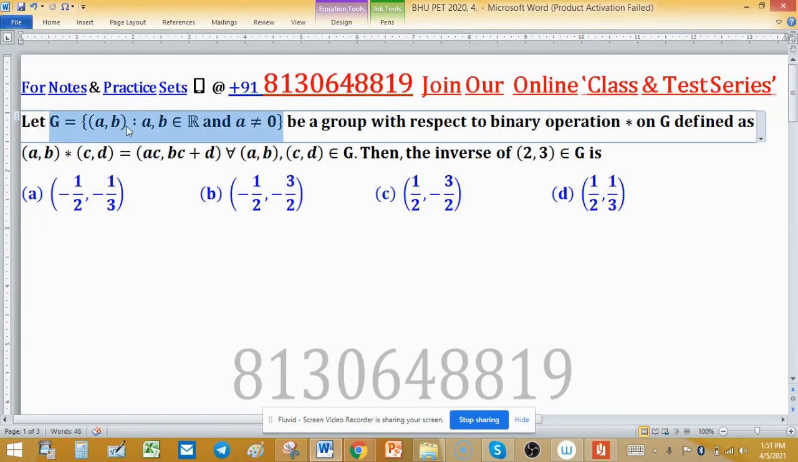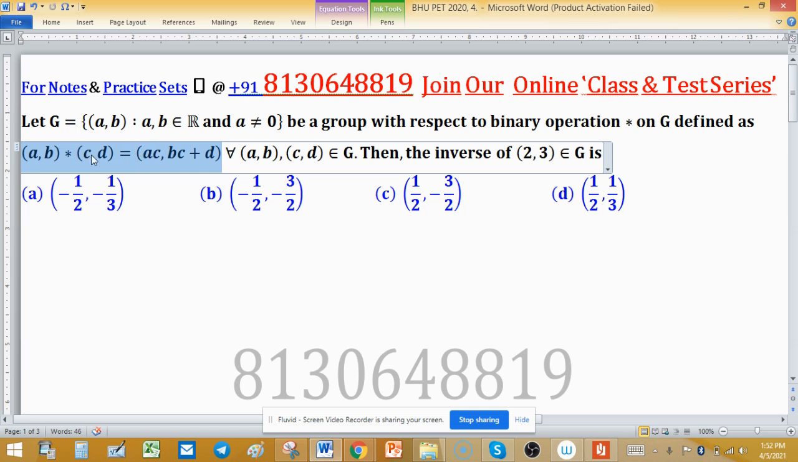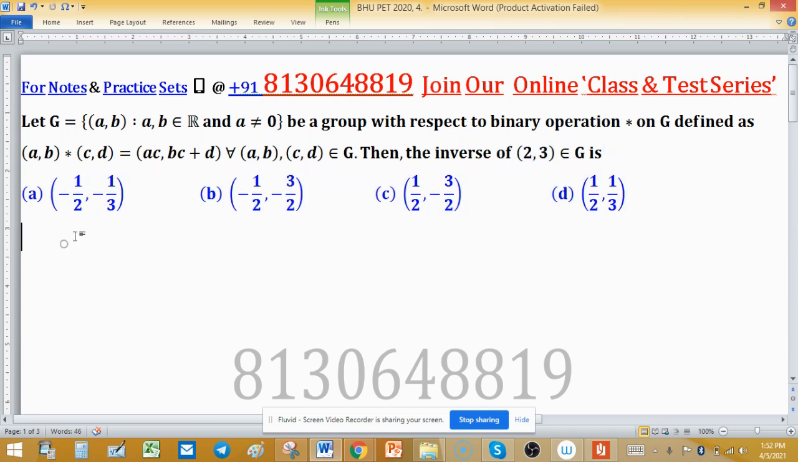Let G be a set in which (a, b), where a and b are real numbers and a is not equal to 0, means ordered pairs in which the first element is non-zero, be a group with respect to a binary operation star on G. Defined as: if we are taking two elements, meaning two ordered pairs, then the ordered pairs are combined by this method. For all two ordered pairs, then the inverse of the element (2, 3) which belongs to group G.